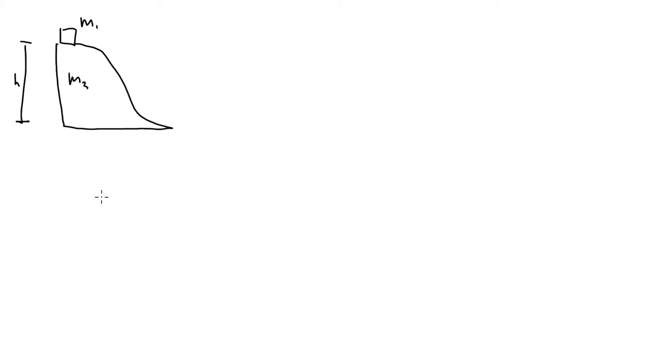So anyway, let's see. You got this block on the wedge, and the block has a mass of m1. And then the wedge is like that, and the wedge has a mass of m2. The height is like that. I'll put them up the side.